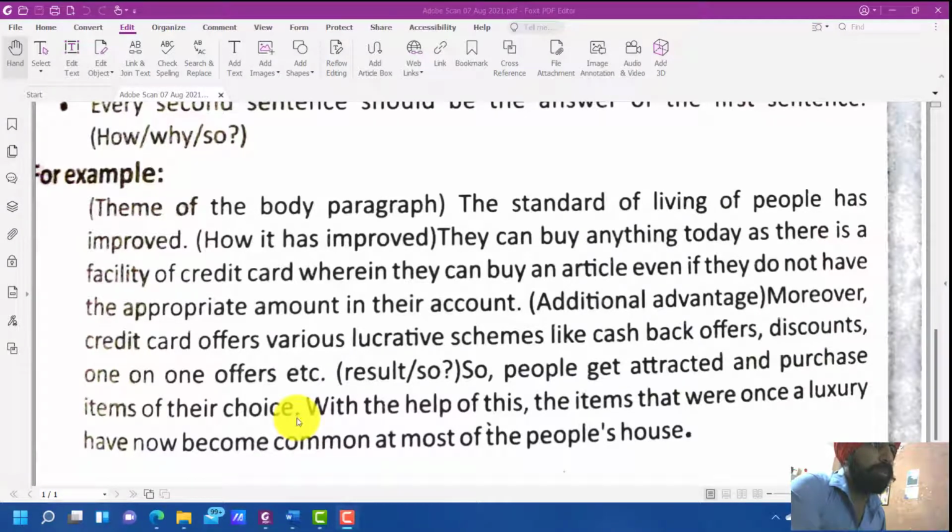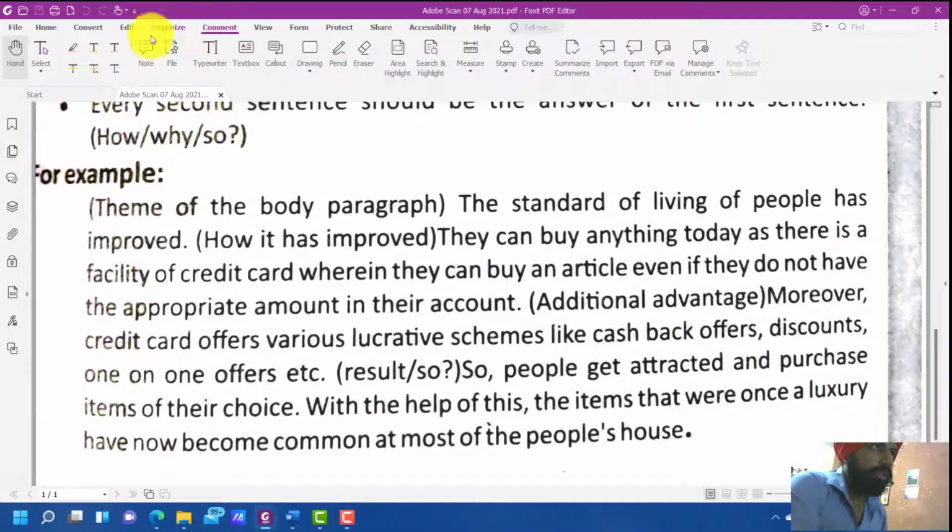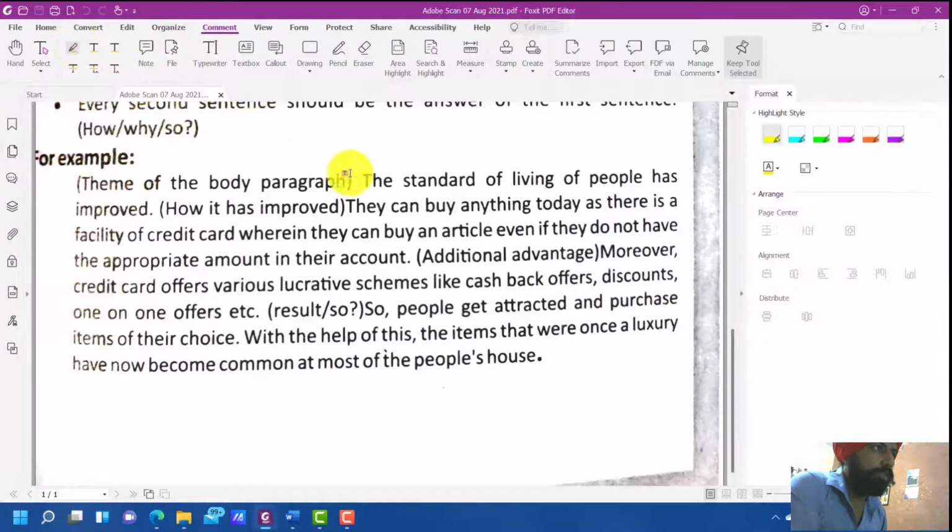You just need to look at the pattern over there. First we need to look at the theme of the body paragraph. This is how we start our body paragraph, right? We need to define one topic sentence that defines what we are going to write in our BP1. As I have defined over there, the standard of living of the people has improved.